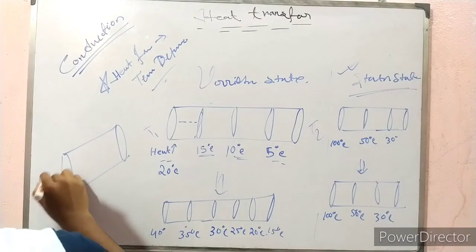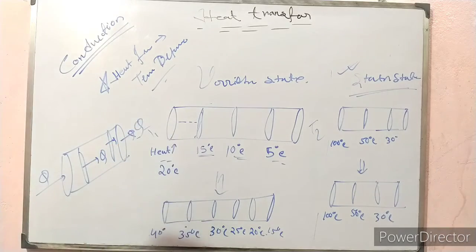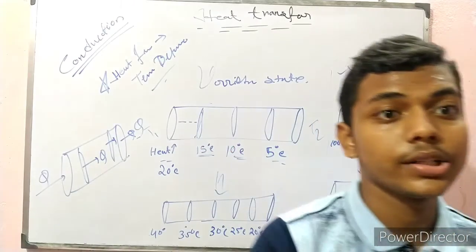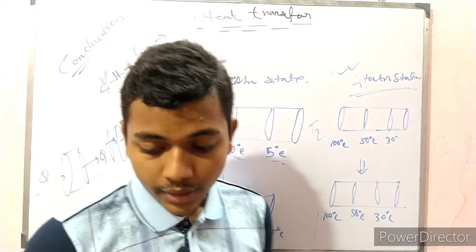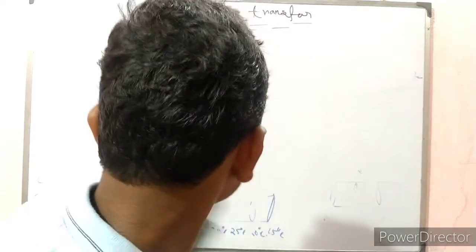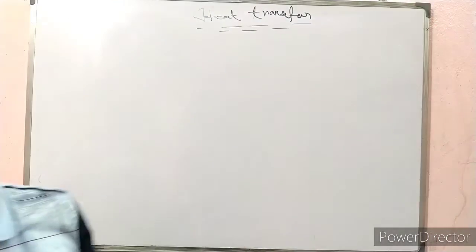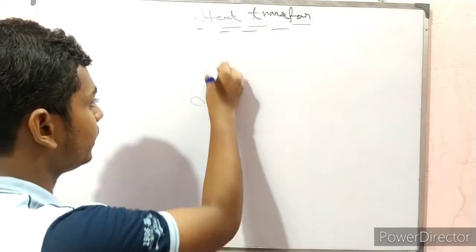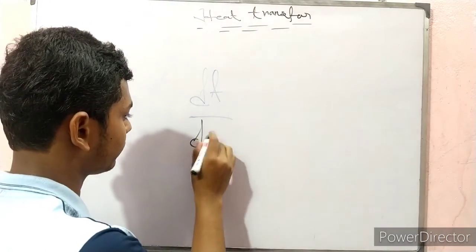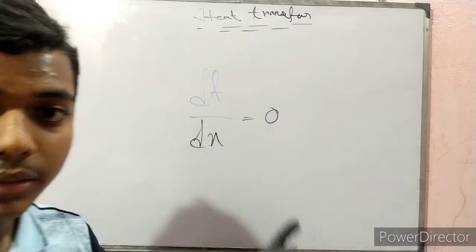Okay, so I will give Q. Here also Q passes, here also Q passes, here also Q passes. Means जितना टेम्परेचर यहाँ से आ रहा है उतना टेम्परेचर बाहर चला गया. This is called the steady state. There is some equation of steady state that we will read. dT by dx, the temperature by the length.